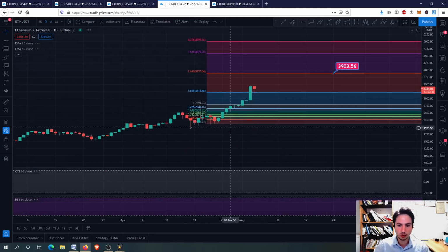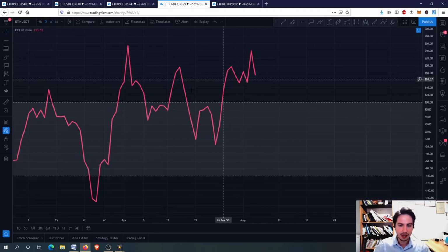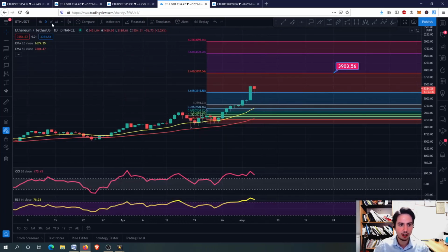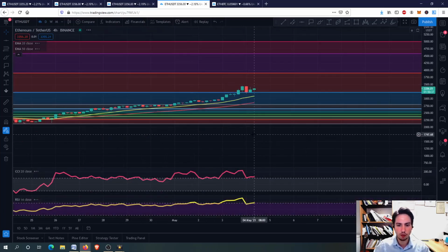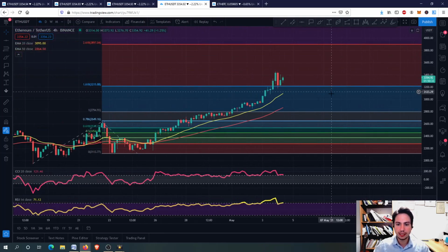We saw the weekly frame. The same is with the daily frame. As you can see here, guys, the same happens with the daily frame. And the same happens with the 4-hour frame. So yeah, we have some room to grow, but we also have to be careful.